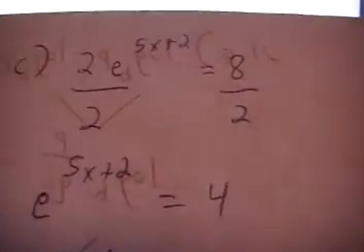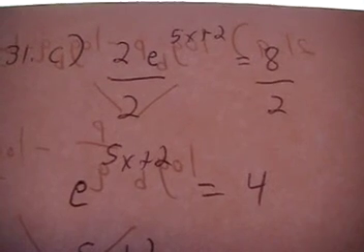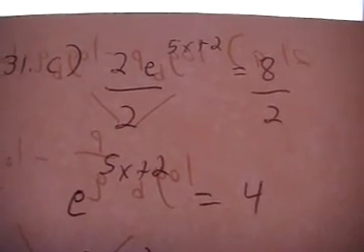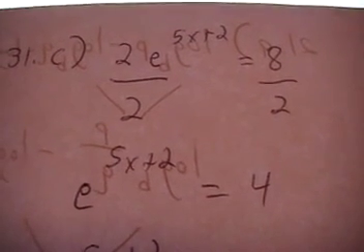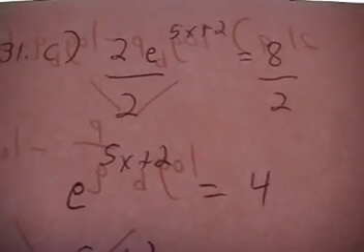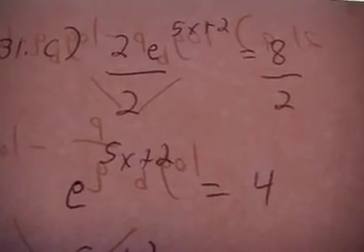2e to the 5x plus 2 equals 8. I can definitely divide both sides by 2 first. Let's just get the 2 out of the way. And we can have e to the 5x plus 2 equals 4. So to get the x out of the exponent, we can't make both of the bases the same. There's no way to make 4 look like an e or vice versa.